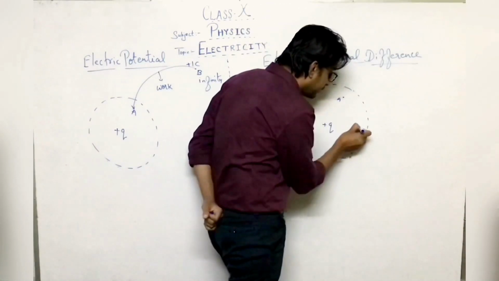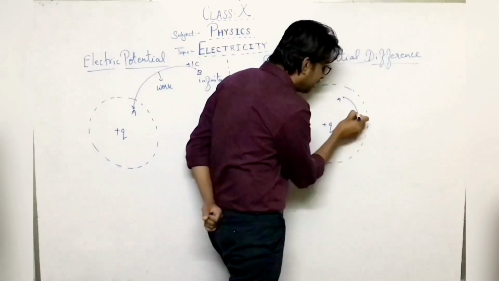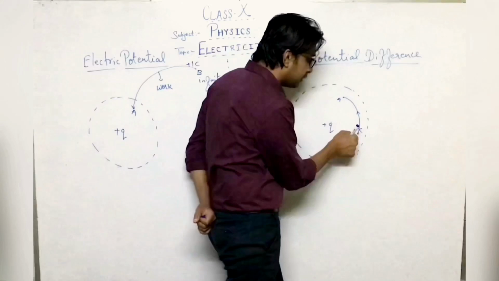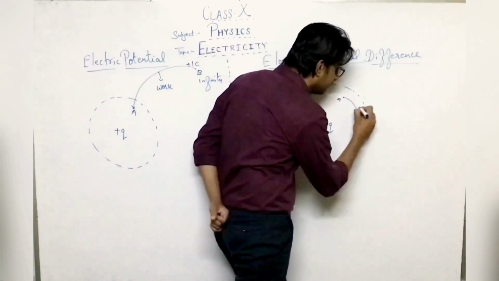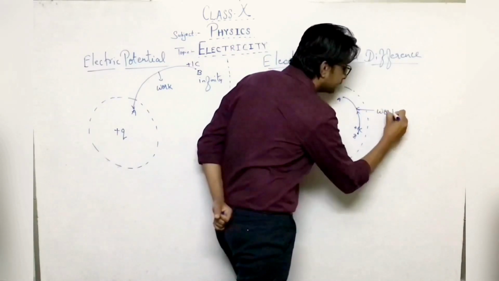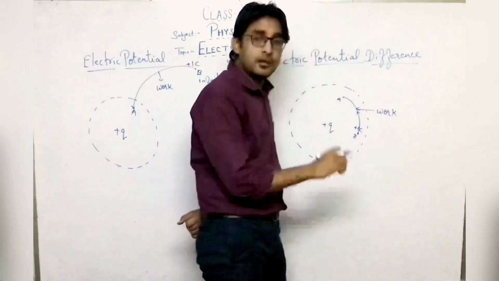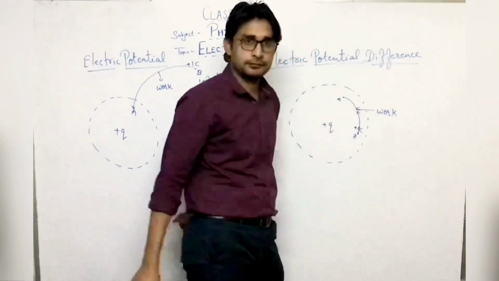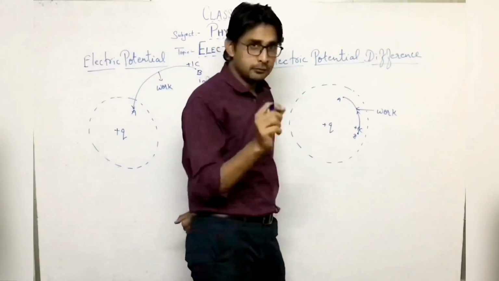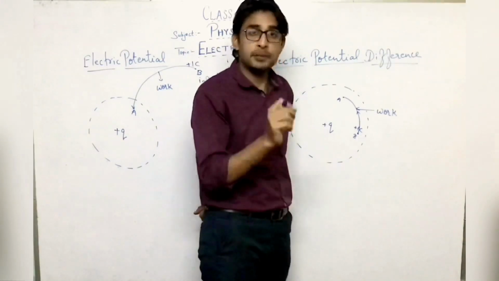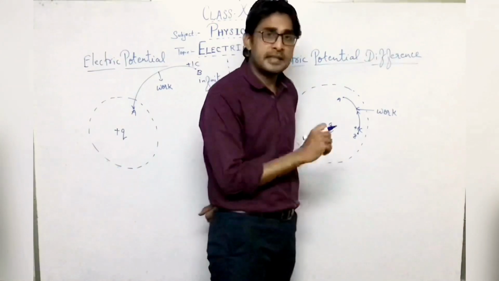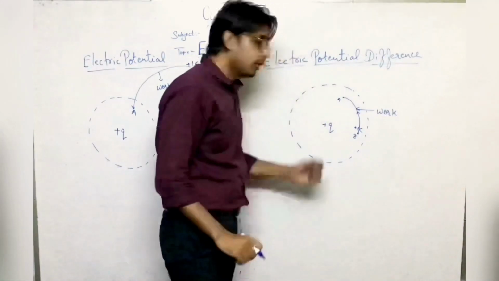Suppose we are moving this positive test charge from B to A. To move this positive test charge from B to A, we have to do some work. This work done is equal to electric potential difference. Now, I am defining it properly. You can write in your notebook while I am saying it.